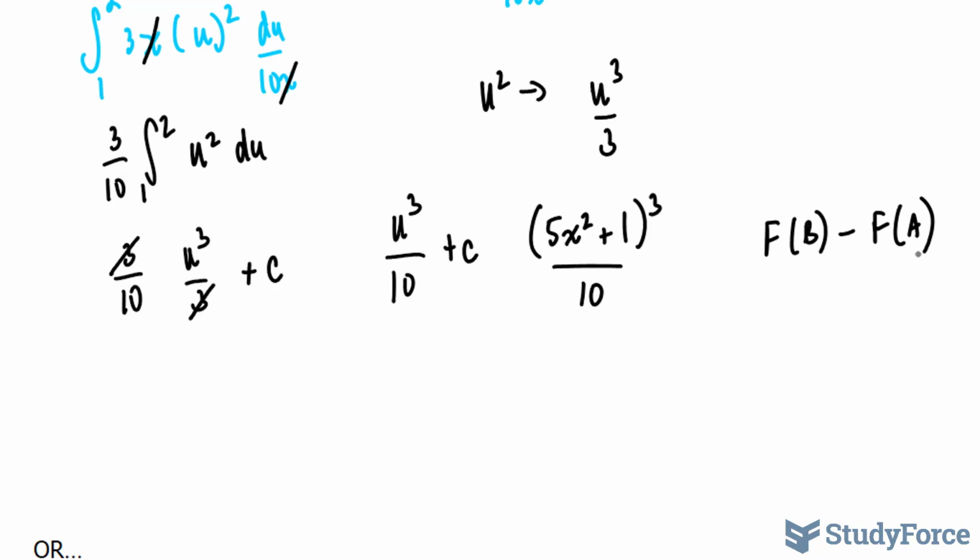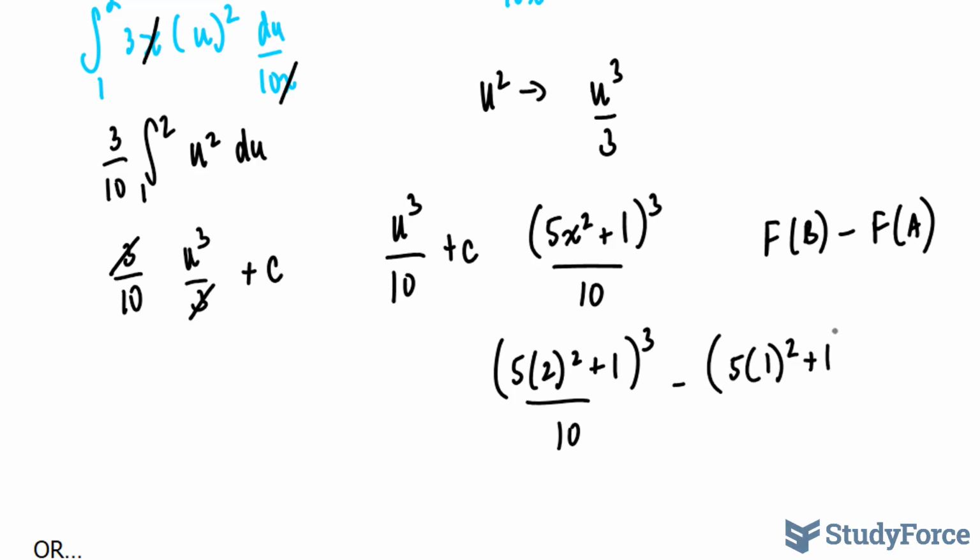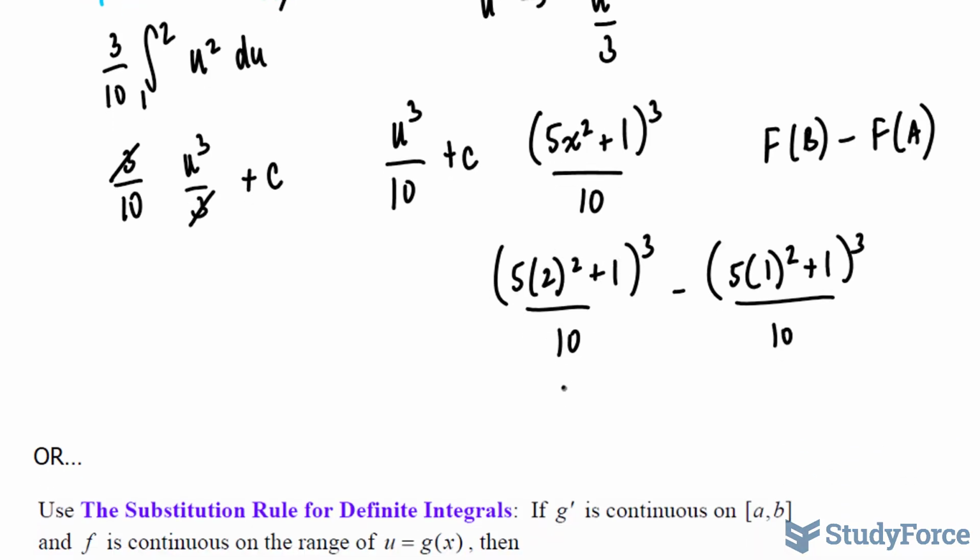So starting off with b, we have 5 times 2 to the power of 2 plus 1, all to the power of 3 over 10. And then similarly, instead of this 2, we'll use the 1, our a value: 5 times 1 to the power of 2 plus 1, all to the power of 3 over 10. The first term simplifies to 21 to the power of 3 over 10, and the second term simplifies to minus 6 to the power of 3 over 10. And there you have it. That is the answer for that function.